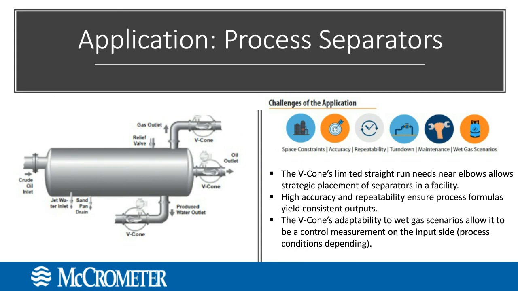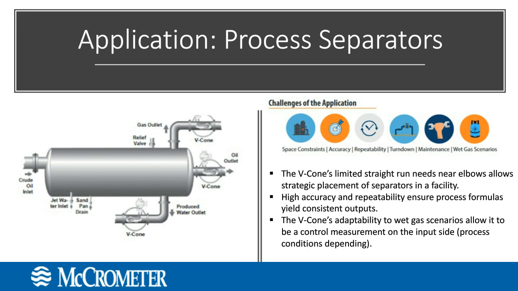Process separators. These are when you're taking in fluids that are combined with a number of different items in them. It could have some solids, some liquids, some gases. These separators are able to remove the individual components, and given the limited straight run need, they can be placed very close to elbows, keeping them close to the actual separator itself and still getting an accurate measurement.